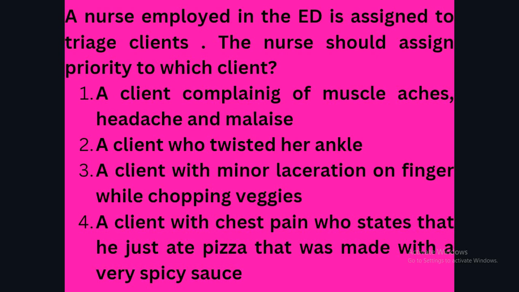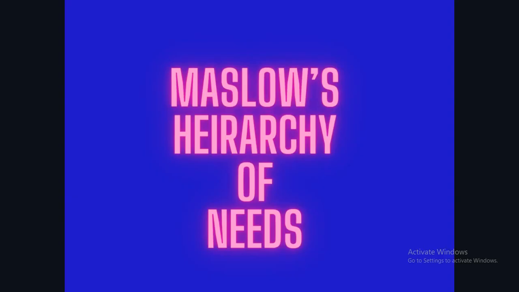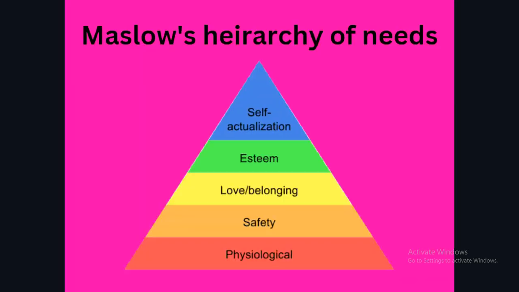So in this case, because the spicy sauce becomes a trigger for the MI, this client has an emergent need, so this client would be assigned first priority. Taking a look at Maslow's hierarchy of needs.